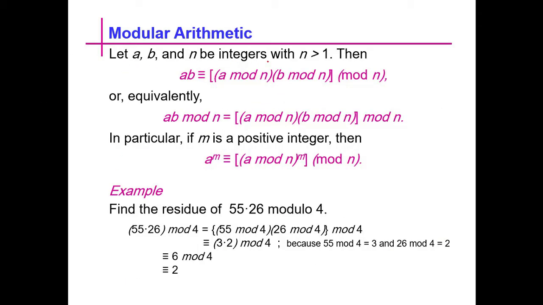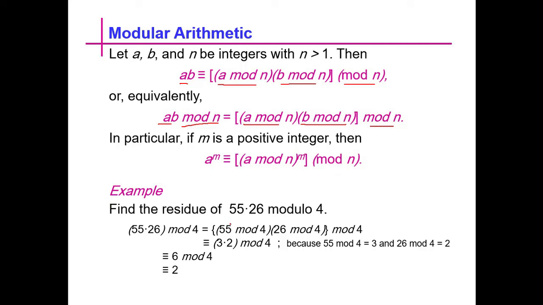Let a, b and n be integers with n greater than 1. Then ab mod n is congruent to (a mod n multiplied by b mod n), and then taking the mod with n. Or equivalently, ab mod n is equal to (a mod n multiplied by b mod n) and then we take the mod with n. In particular, if m is a positive integer, then a raised to the power m mod n is congruent to (a mod n) raised to the power m, mod n. Now we see an example.